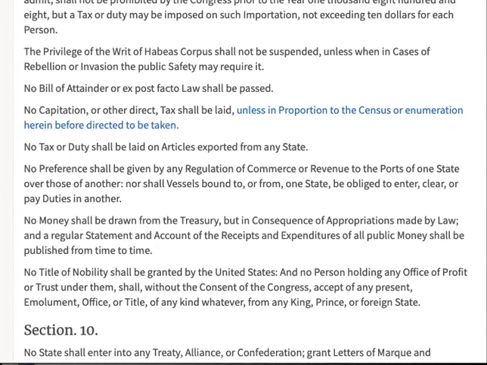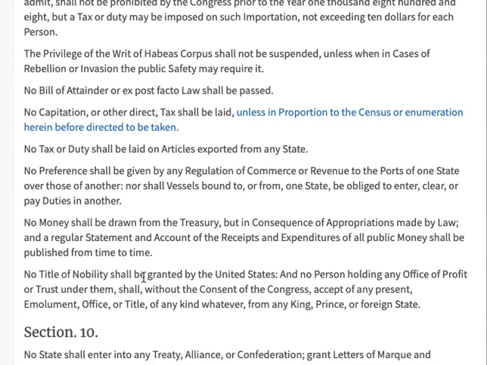But the Emoluments Clause says, no title of nobility shall be granted by the United States, and no person holding any office of profit or trust under them shall, without the consent of Congress, accept of any present emolument, office, or title. So when someone is in office, for example, the president or any judges or the vice president, they cannot accept money through their businesses.